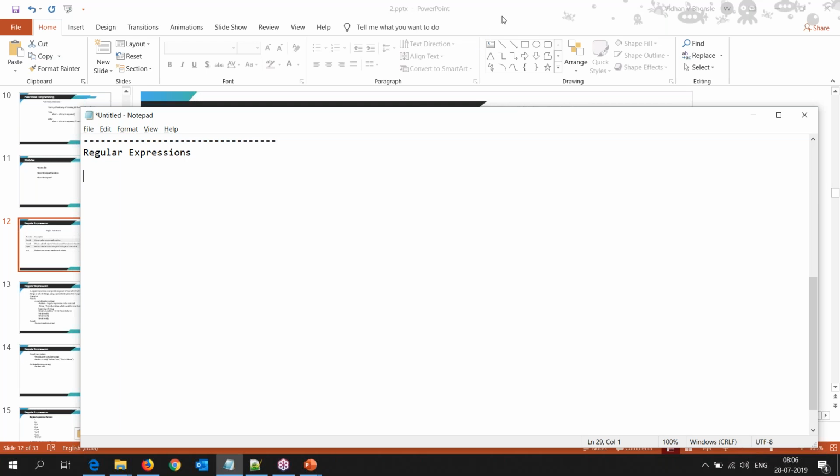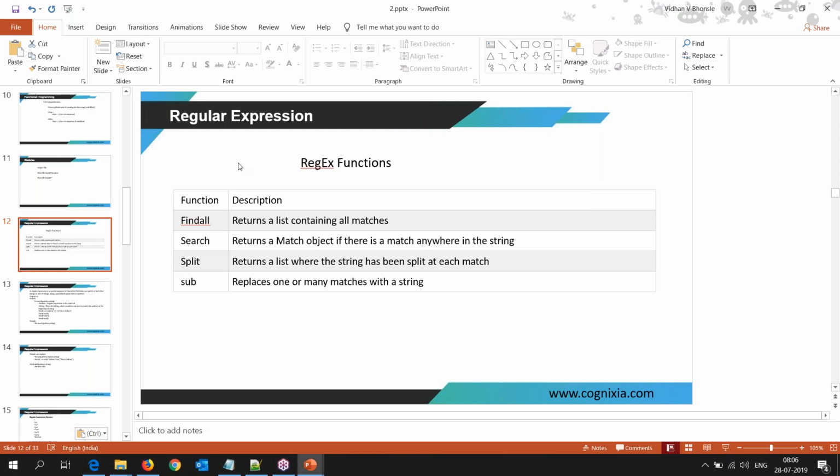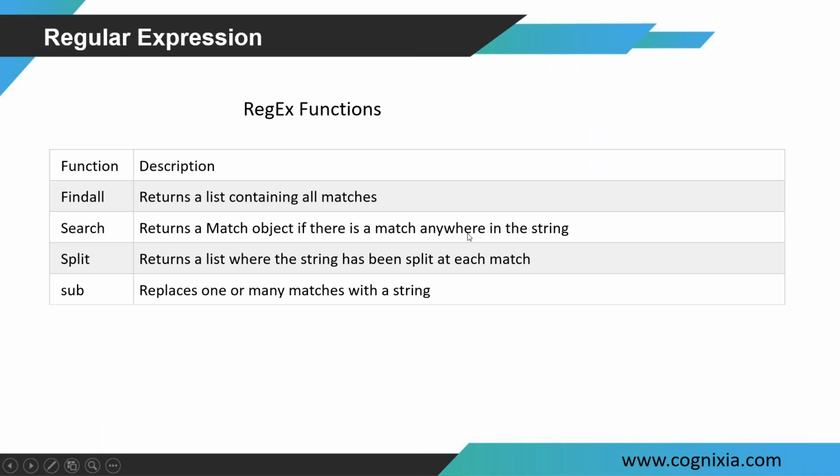Okay, so normally you'll find these functions in regular expressions: findall, search, split, and sub. Findall finds all the matches, and it is what we use a lot. Then you have search: if you have any match in the string, it returns that. Then you have split, which gives you a list, and then you have sub to substitute or replace a particular match within a string. So these are the four functions that we use: findall, search, split, and sub.